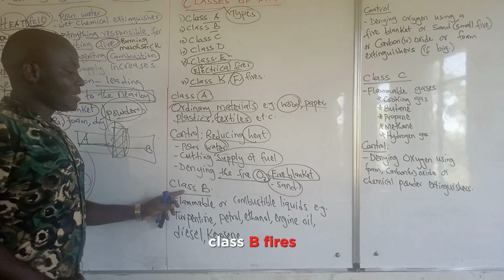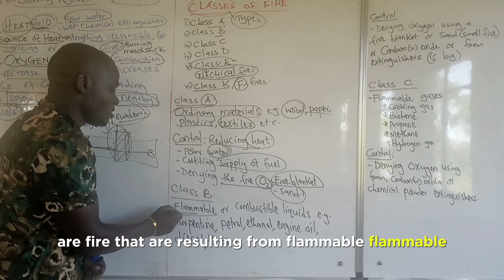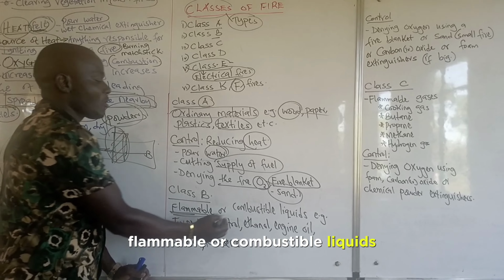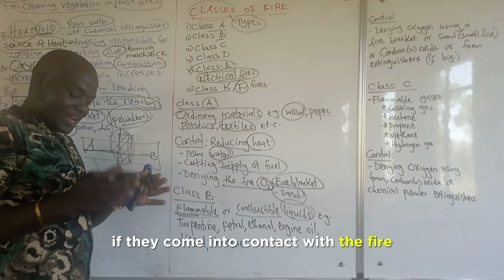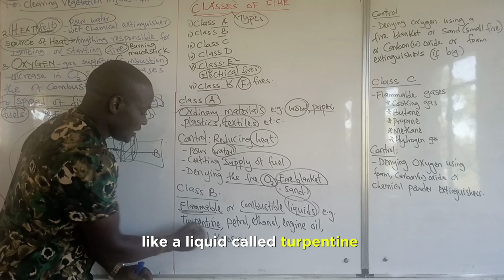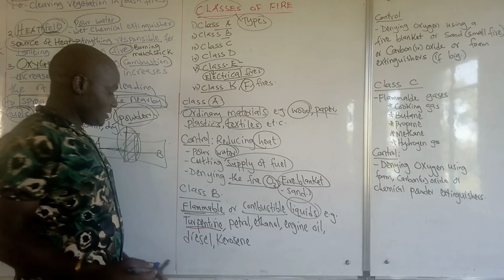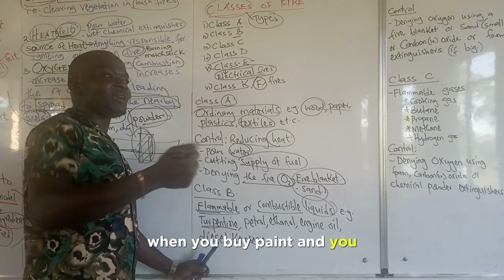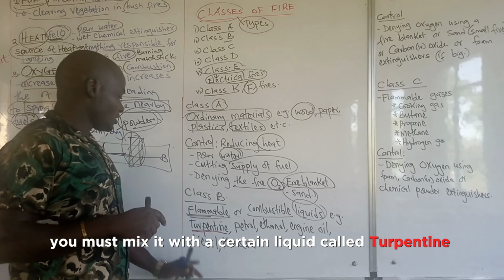Class B fires. Class B fires are fires resulting from flammable liquids. Flammable means anything that can catch fire easily. Flammable or combustible liquids are those liquids that if they come into contact with fire, then you have a problem. Like a liquid called turpentine. I know some of us don't know what this is. Turpentine, for those who know what painting is, when you buy paint, before you paint you must mix it with a certain liquid called turpentine.